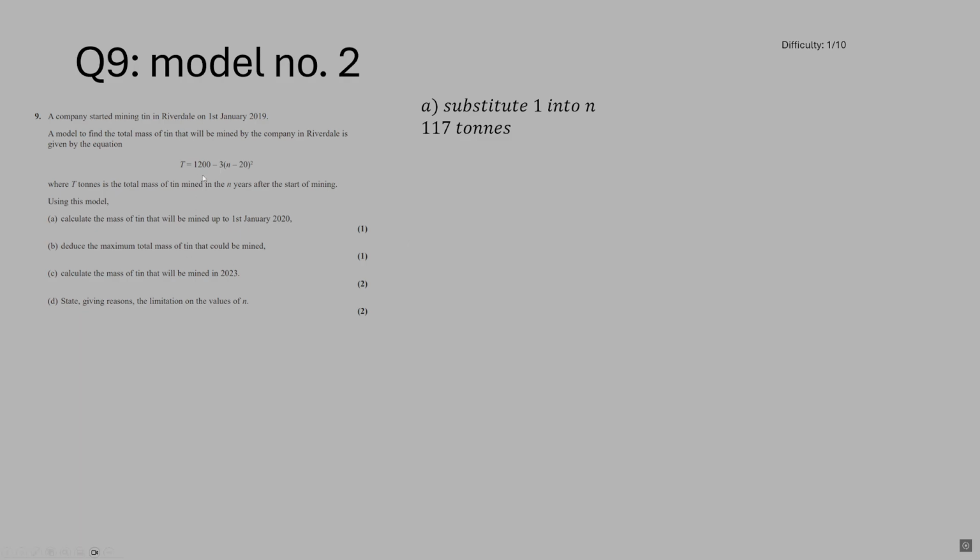You can't put n into negatives. You can't make n minus 20 negative, because squaring a negative just makes a positive, and it will just decrease it again. So you just substitute 20 in, and you get this, because it's just 1200, take away 0.